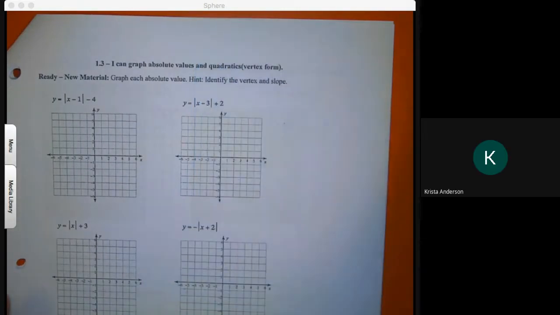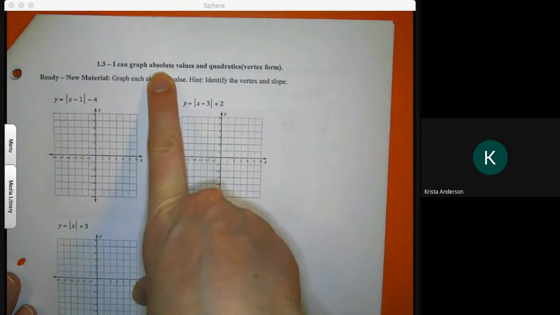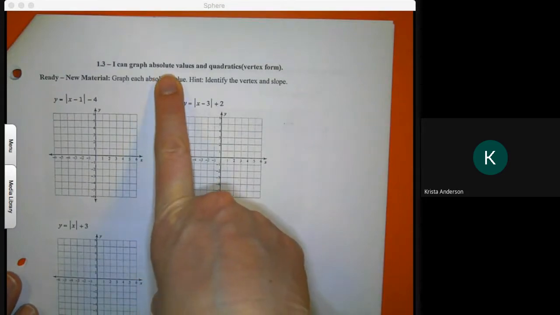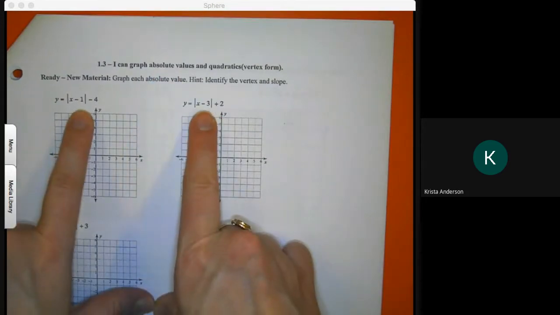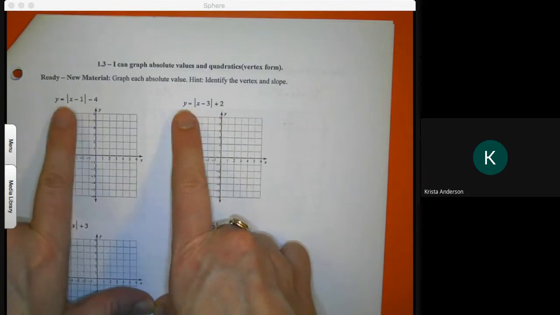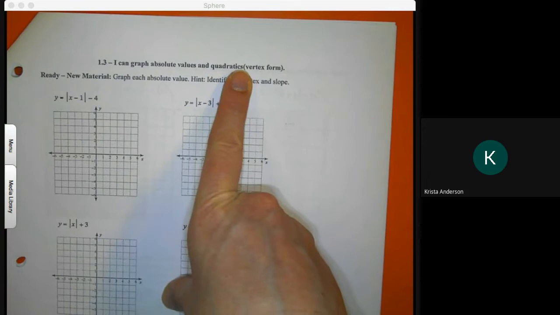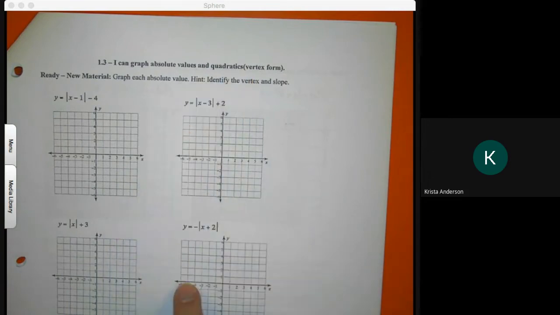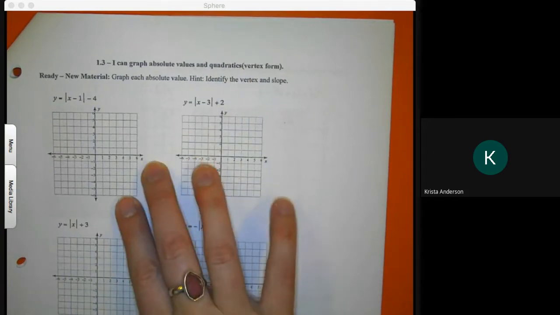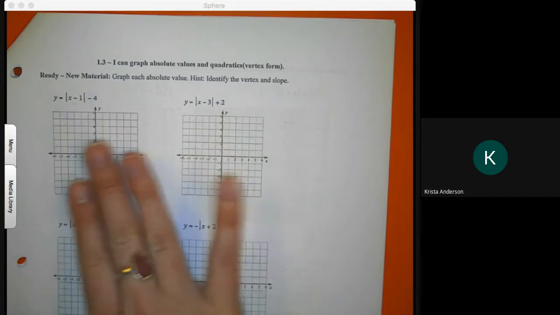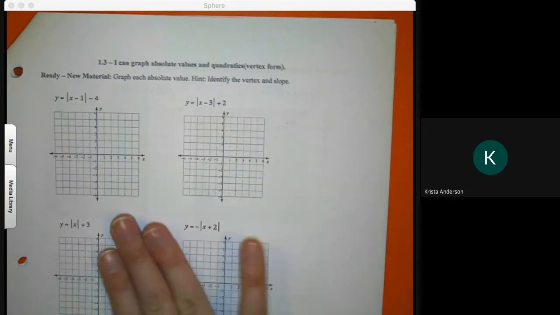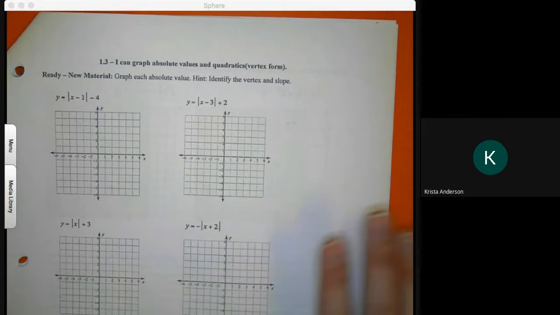For section 1.3, we are going over how to graph absolute values. The first section, these are absolute values, the straight lines. And we'll go over quadratics and vertex form. These will have a pattern. For the first one, I'm going to build a table, and then if you pick up on the pattern, we'll use it for the following so that we can go through it faster.